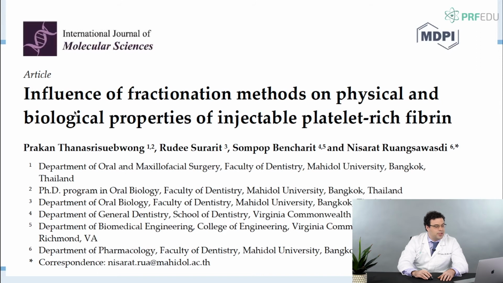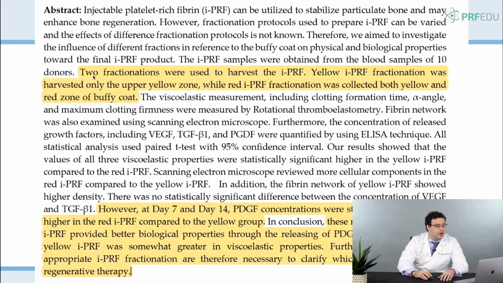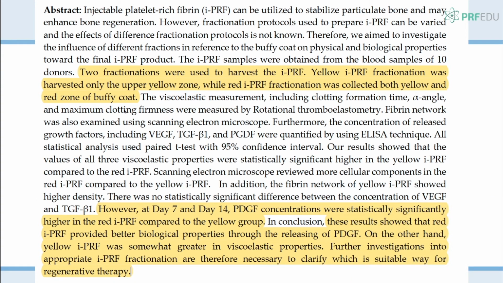So there was this publication by a group in Bangkok, Influence of Fractionation Methods on Physical and Biological Properties of Injectable Platelet-Rich Fibrin. Here, what they did was compare two fractions of IPRF. There was the yellow fraction, where they harvested only the upper yellow layer, and the red fraction, where they collected both the yellow and then a little bit of that red Buffy coat zone. And what they found, which makes a lot of sense now that we have more data, is that at day 7 and 14, PDGF concentrations were statistically significantly higher in the red IPRF group.